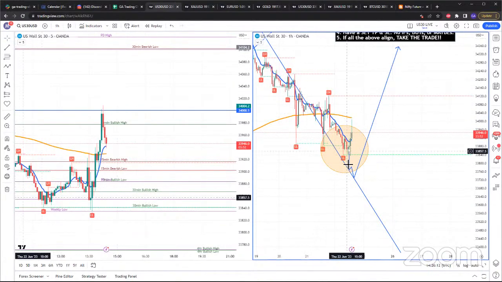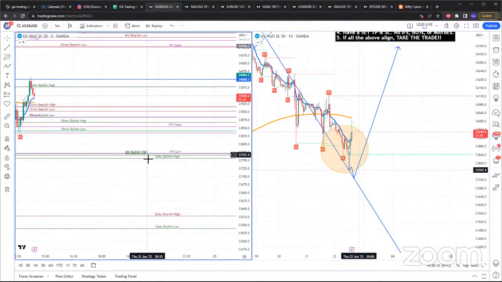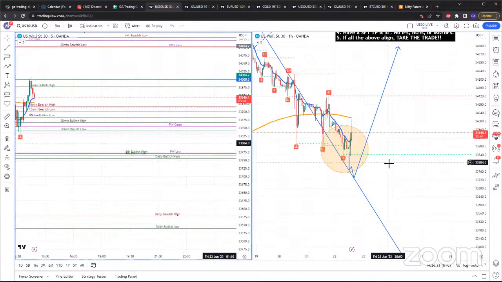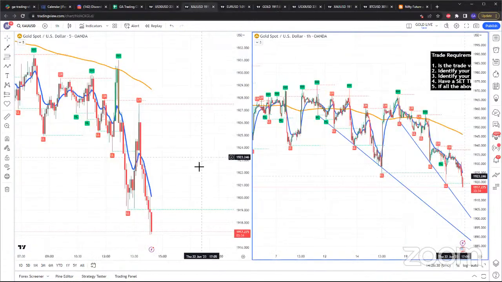So that's why I'm waiting for this trend line to get retested and price to hit this 4 hour bullish order block and daily bullish order block for me to then buy the trade. So that's how you can easily, comfortably enter into like a 1% trade or 2% trade.